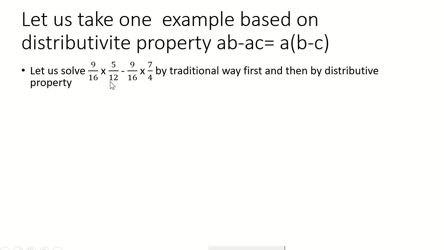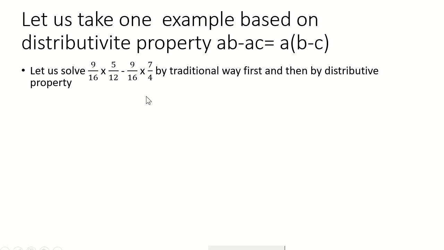9 upon 16 into 5 upon 12 minus 9 upon 16 into 7 upon 4. We should solve it by the traditional way first in order to understand the property and the calculation. We should not take it directly to the distributive property. First write this traditional way and then observe by doing the distributive property.